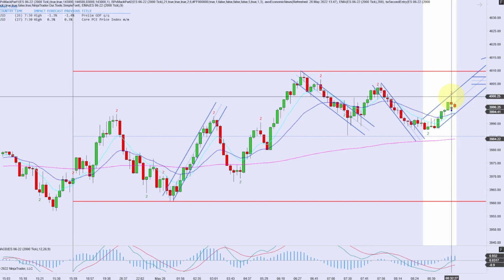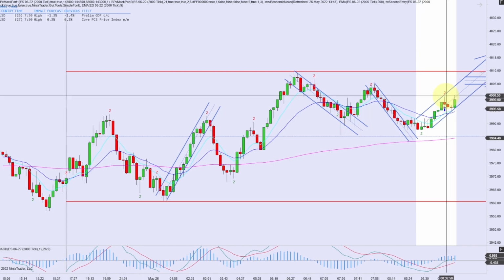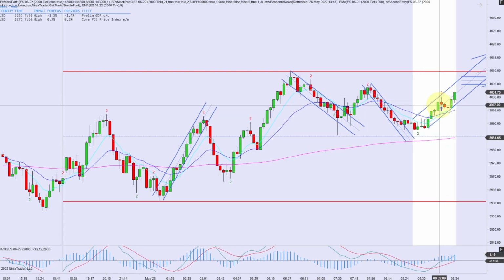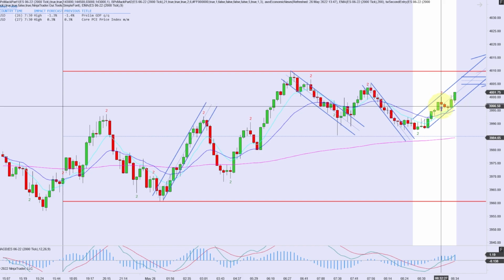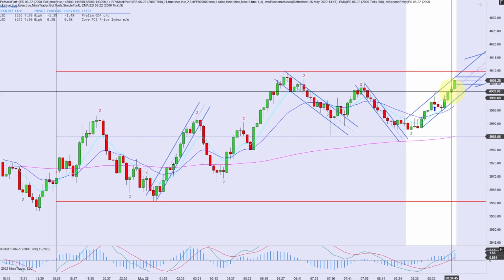I had my entry order one tick above this signal bar right here, and as prices began to form, I was in this trade. My stop loss is one tick below this bar that I entered on, so I have my safety stop in place. I am in this trade, and prices work up for a scalp.